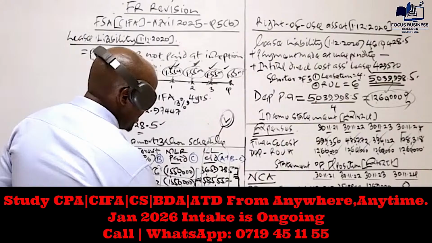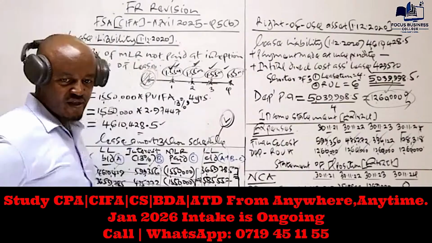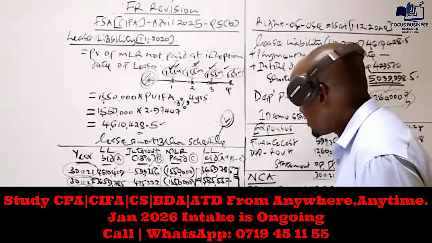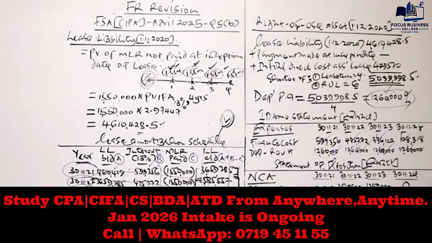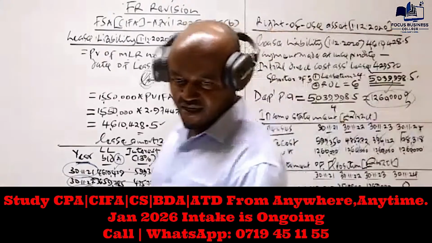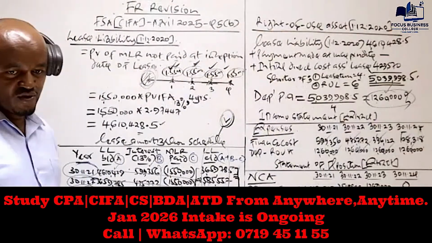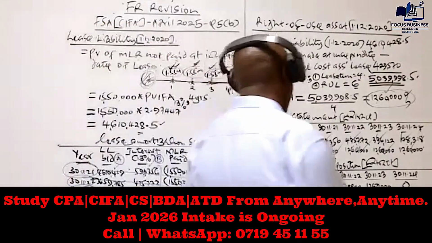Remember, the lease liability there is 0. So the difference between those two values there is 13,71,679. And automatically in the last year, the lease liability is 0. So that is it. That is what was required in that question.